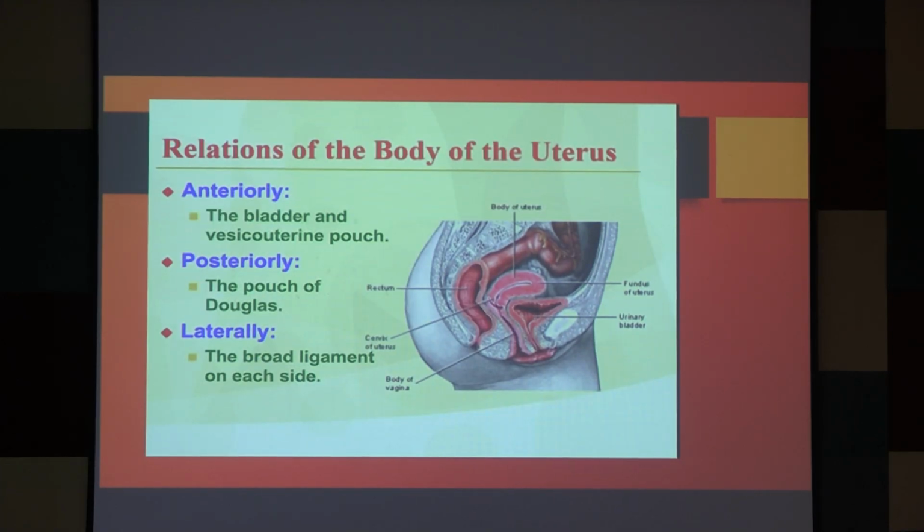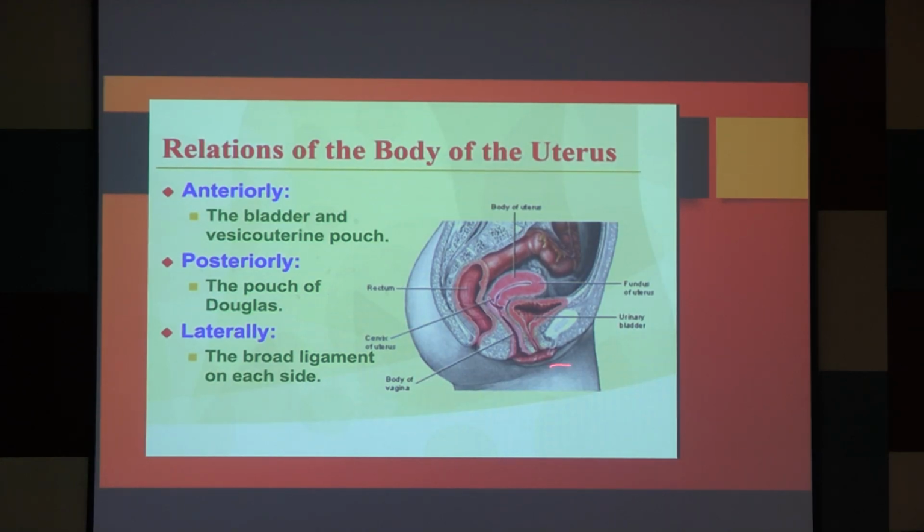Next are the relations. You see from the picture, the uterus is anteriorly related to the bladder. In between is the peritoneal pouch, between the body of the uterus, the lower portion of the uterus, and the bladder. This is called the vesico-uterine pouch, or you can say uterovesical pouch. So here if you try to do some operations, you have to push the bladder downwards.